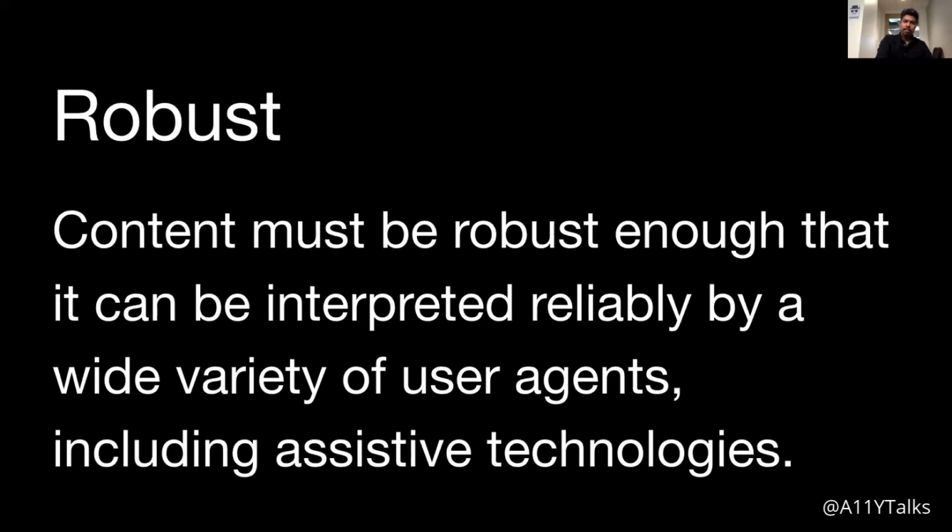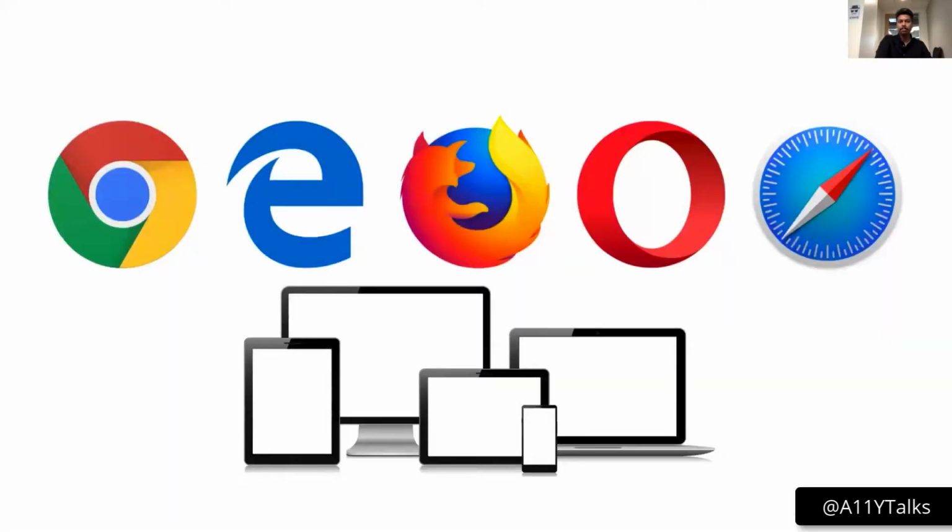Last but not least of the 4 principles is robust. The content must be robust enough that it can be interpreted reliably by a wide variety of user agents, including assistive technologies. When you talk about user agents, most of the time we refer to browsers because they are the most used user agent. So if any of these principles are not true, users with disabilities will not be able to access the user interface.